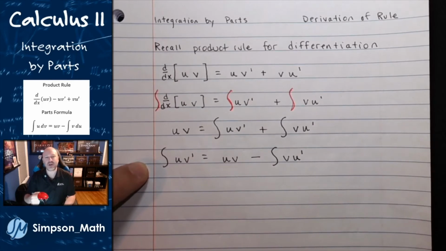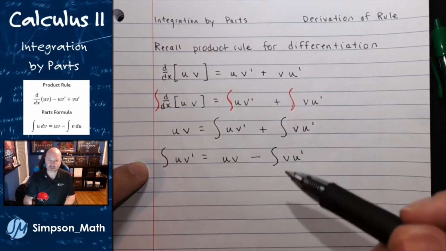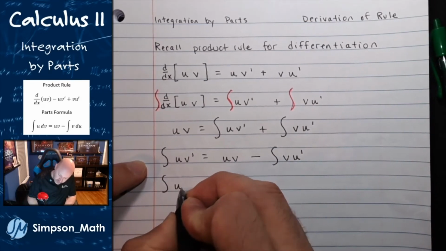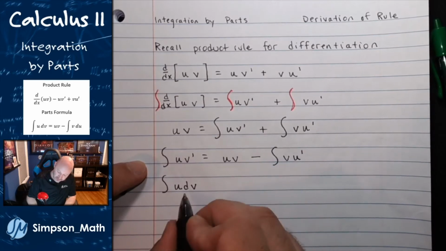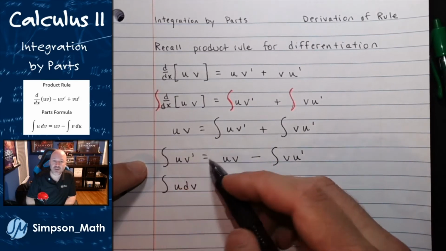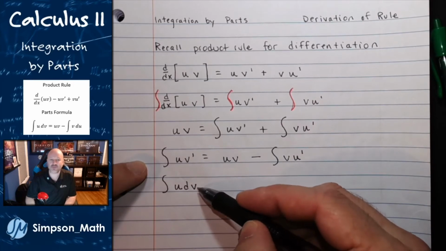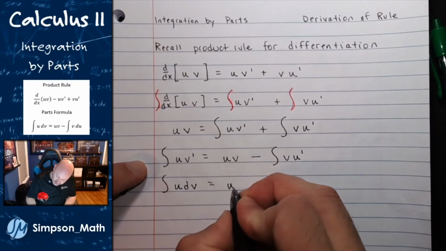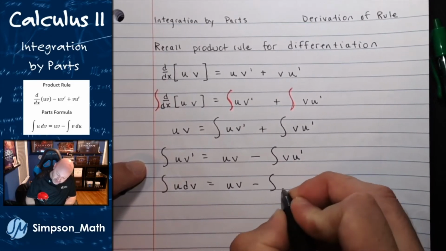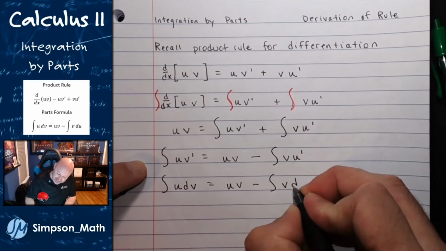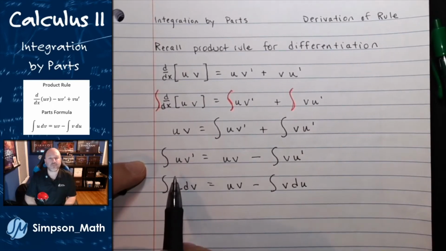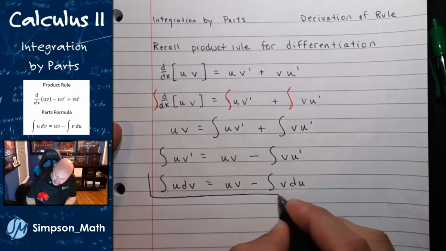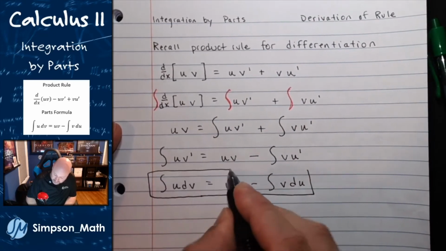I have it memorized not in prime notation, but in the d notation. So I'm just going to rewrite it. The integral of u dv, the derivative of v or v prime, just two different notations for saying I need the derivative of v. That's going to be equal to the product of u and v minus the integral of v du. All right, so I'm going to kind of box this. We call this the integration by parts formula, or the parts formula.